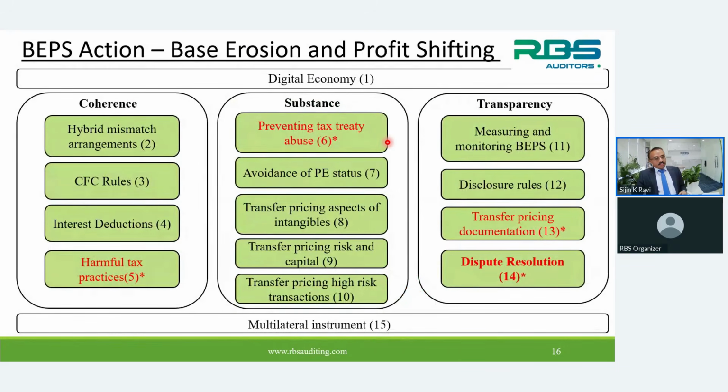In our previous slide, we mentioned the 4 minimum standards. The BEPS session we have already discussed in the first webinar series. These are the BEPS points, 15 action points. In those 15 action points, there are 4 minimum standards. One is harmful tax practices, then preventing tax treaty abuse, then transfer pricing documentation, then dispute resolution. All member countries have to maintain these 4 minimum standards. So UAE has already adopted these things, and the rest of the things.